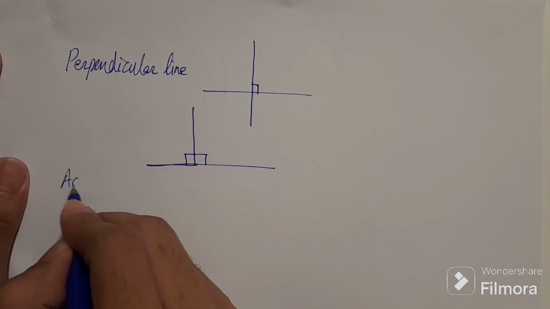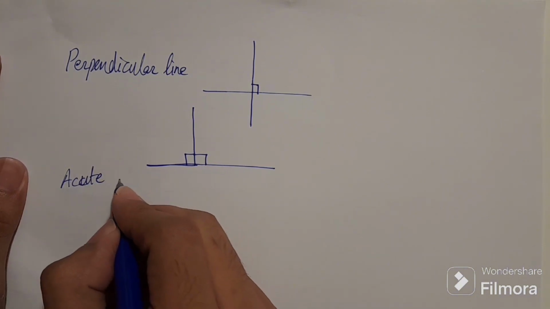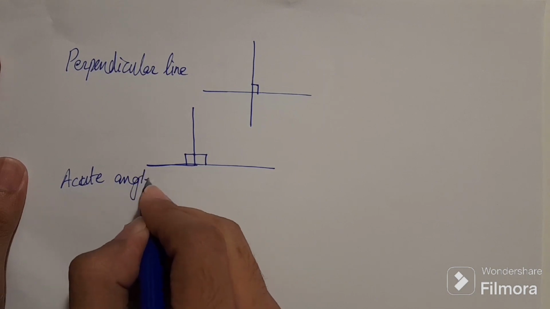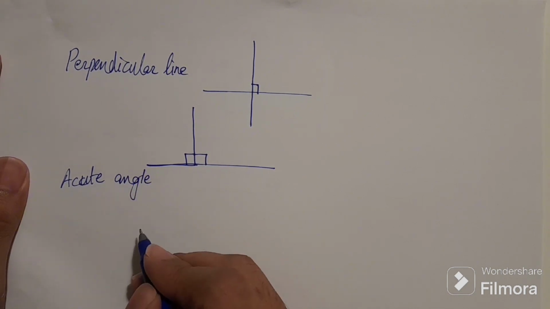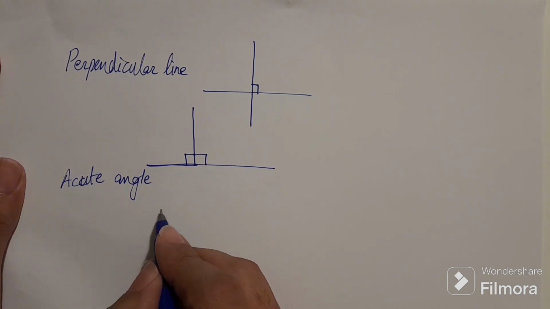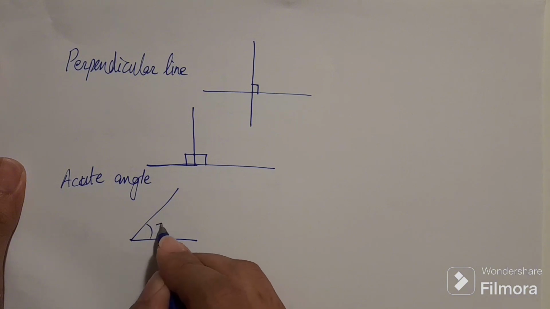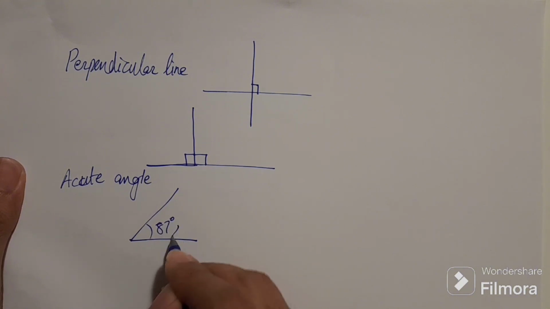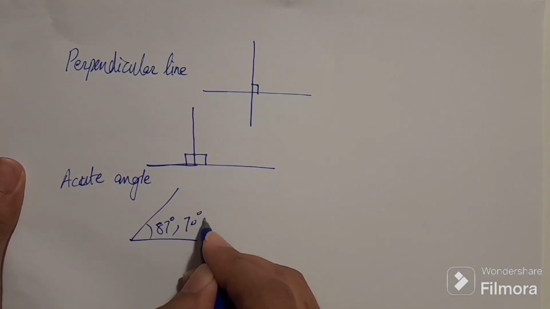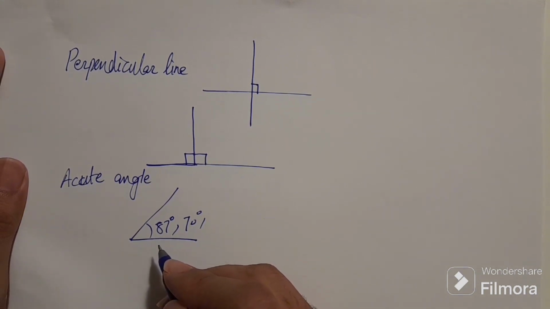The next term is acute angle. An acute angle means when the angle is less than 90 degrees. It can be either 87 degrees or 70 degrees, any angle less than 90 degrees.